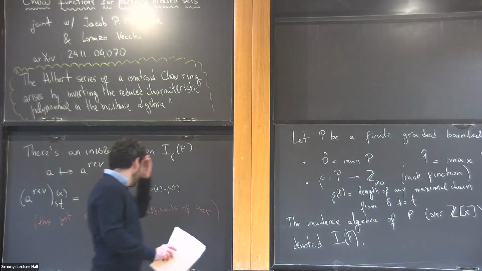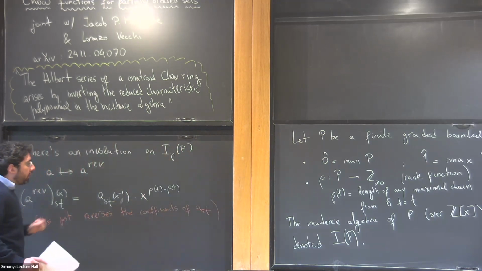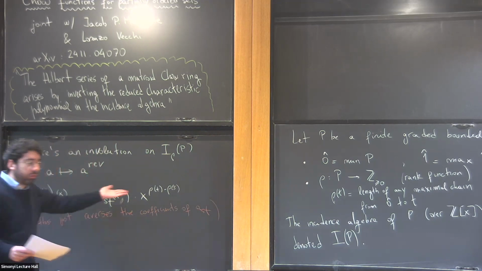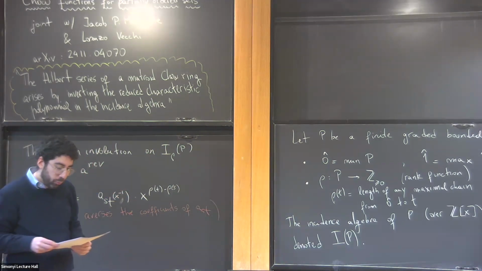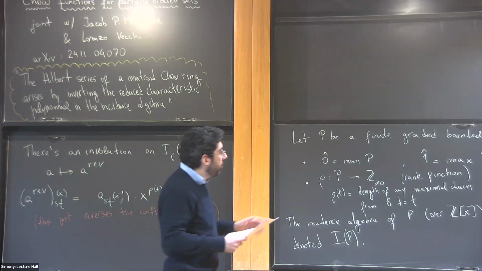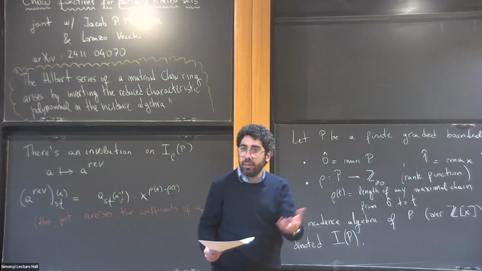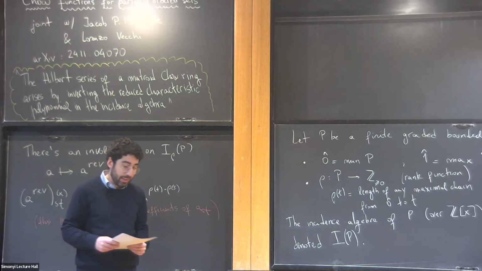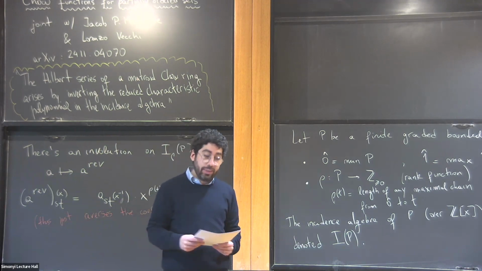Okay, so once you have these, you can see that this is indeed an involution. If you apply it twice, you get the same thing you started with. And this is something that enables us to define very important kind of elements in the incidence algebra that Stanley called kernels.